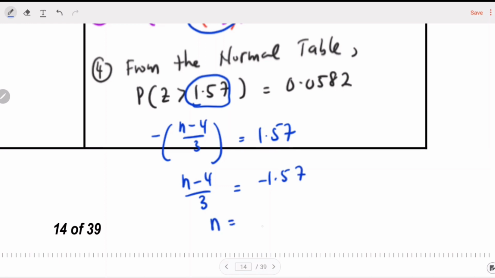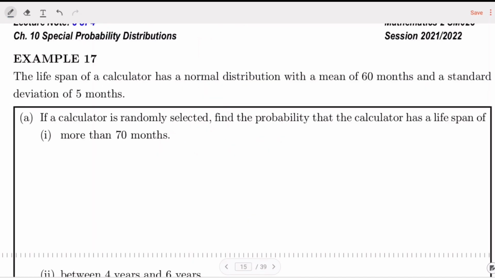So n is equal to negative 0.71. Example 17. The lifespan of a calculator has a normal distribution with a mean of 60 months and a standard deviation of 5 months. It means that we can denote it as X tilde N for normal. Put our mu, which is 60, and variance, or sigma squared, is equal to 5 squared.